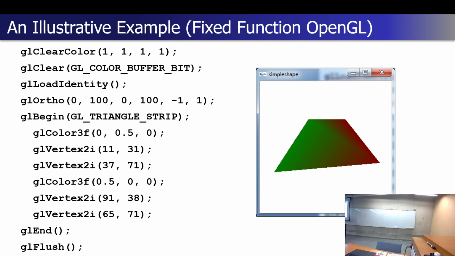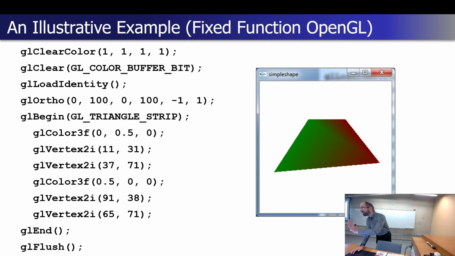We specify, starting with green vertices, 11, 31, 37, 71. We then switch to red. We have 91, 38, 65, 71. We wind up specifying our first triangle that's 2 green vertices and 1 red vertex, and you can see the gradient that gets formed in that way. We then specify 1 additional vertex, and that gives us the second triangle there. That's the GL triangle strip object here.